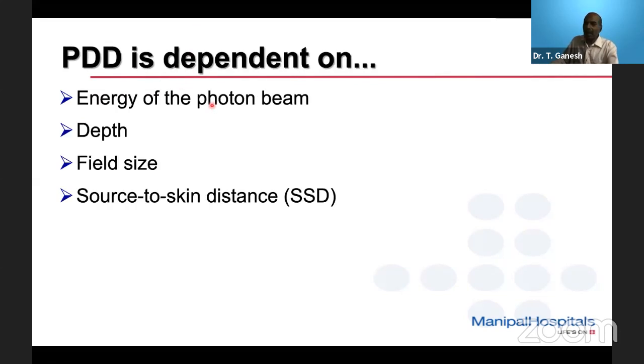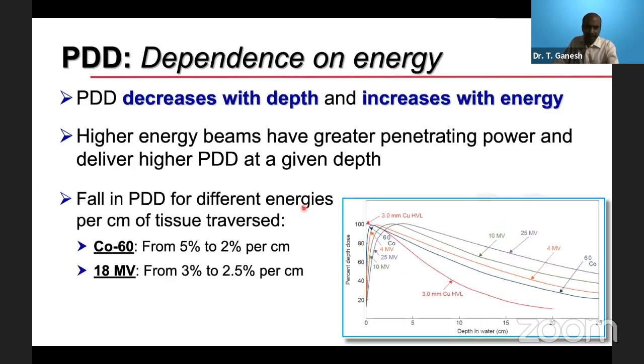We have seen about the PDD, how we can characterize the percentage depth dose curve. PDD is dependent on what factors: the energy of the photon beam, the depth of the point of interest, the field size at the entry point, that is on the surface of the phantom or surface of the patient, and the source to skin distance, which is called the SSD.